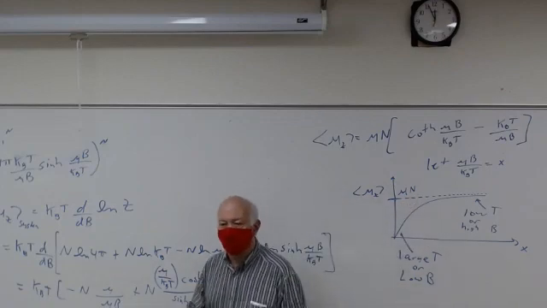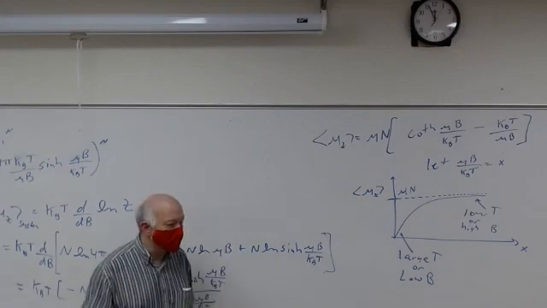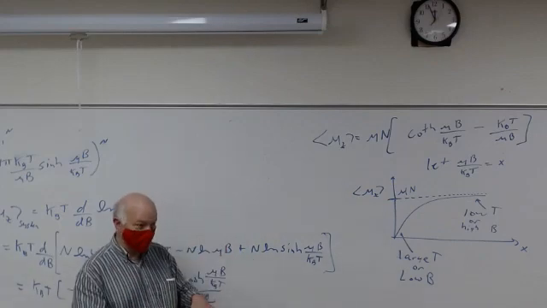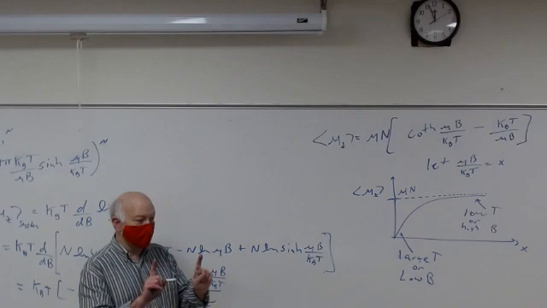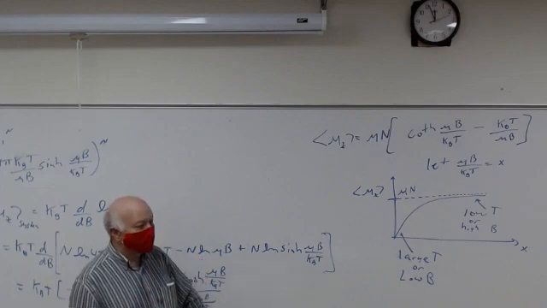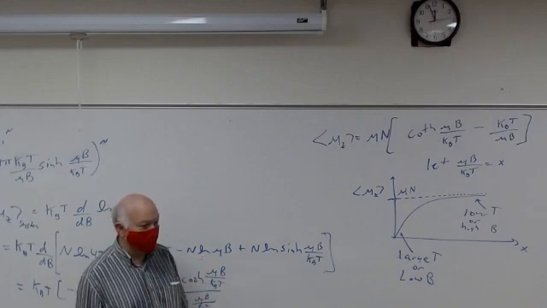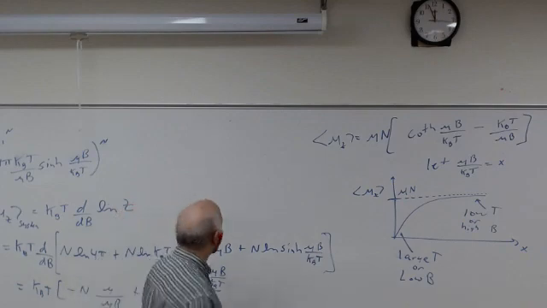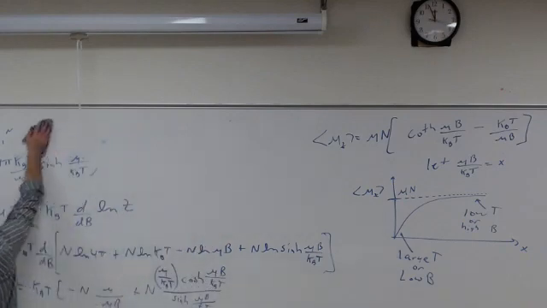If it's low T, where are you going to find the system? It's going to be in the ground state. And in the ground state, all the spins are lined up. Okay, so actually, that makes perfect sense. Now, let's do a little review about what magnetization was.